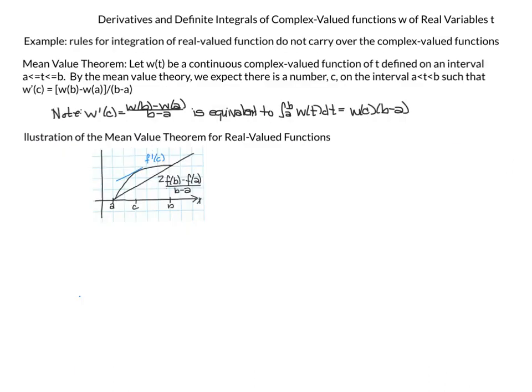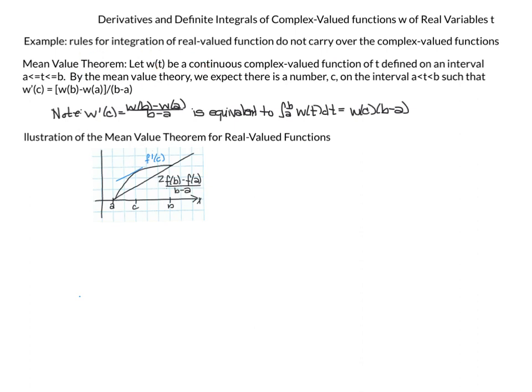What the mean value theorem says is: let w of t be a continuous complex function. In other words, and remember, we're going to evaluate this for complex valued functions. We know it is true for real valued functions. We're going to see that this is not true.